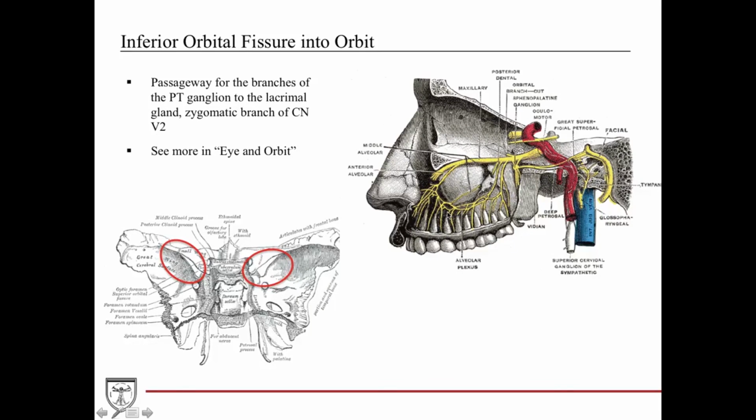Then you have the inferior orbital fissure, which arises on the top portion of the sphenoid bone right here, as you can see on the left. And it's pretty much here. This is the apex of the orbit. This access way right here would be your inferior orbital fissure, and this is just where you have the passageway of the PT ganglion branches to the lacrimal gland as well.